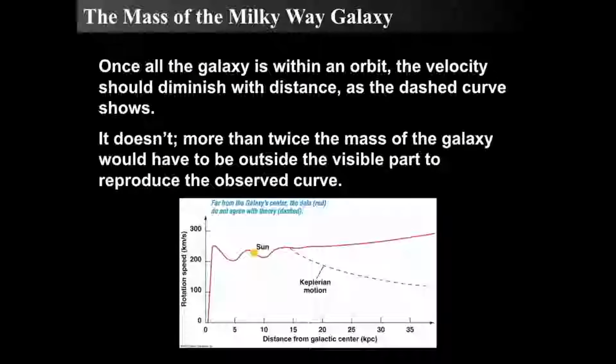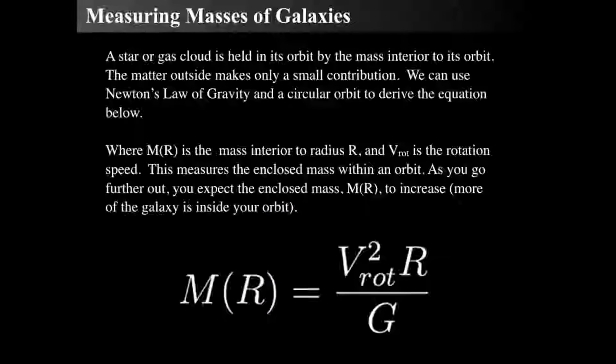Once all of the galaxy is within an orbit, the velocity should diminish with distance. Basically everything is inside this orbit and there's nothing outside it, so the velocity should simply drop off, because then you're orbiting all the mass. That's like a planet orbiting the Sun, and the farther away you go, the slower you should be orbiting. And that's not what's seen. That's called Keplerian motion, which is the motion around a body that is very much more massive than the object that's orbiting. Keplerian motion is not seen, meaning the speed is constant, and in fact it does rise at the edge.